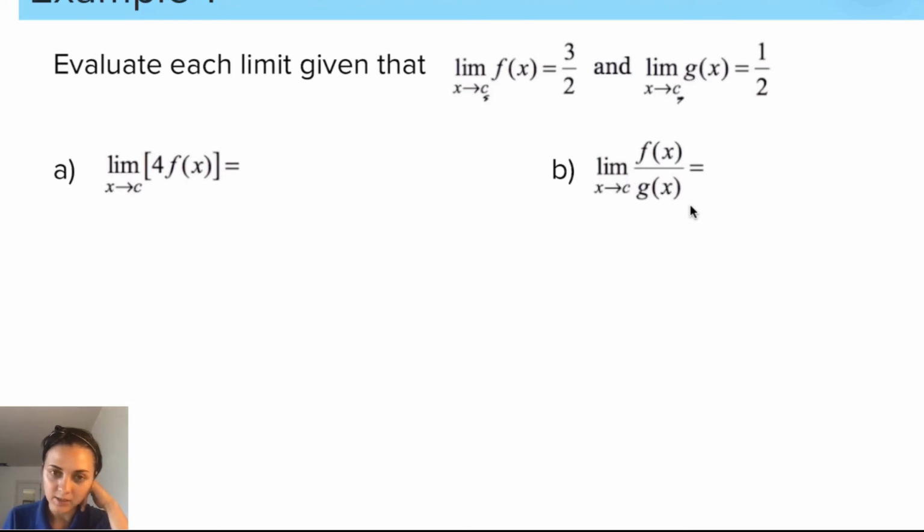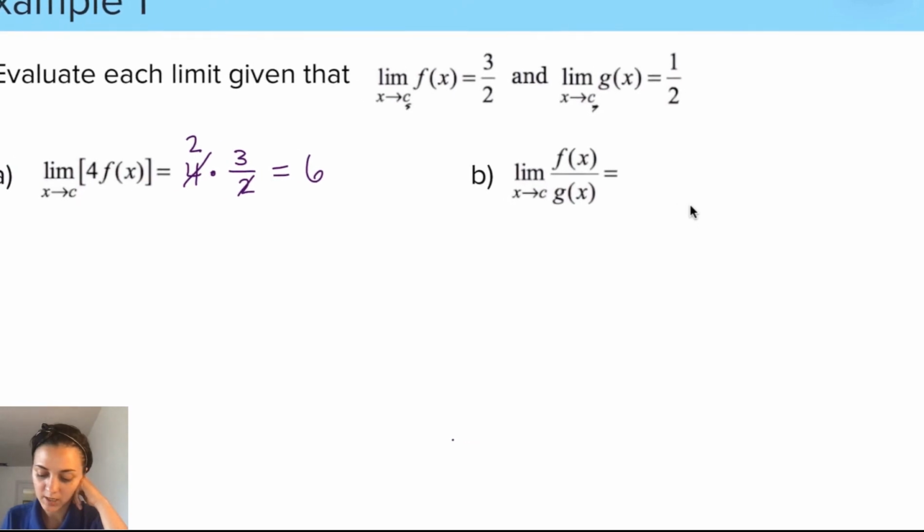And if you go back to your limit rules, this is the same as the scalar multiple rule or the constant multiple rule. So we can just say this is the same as the scalar or the constant times whatever the limit was. In this case, the limit is 3/2. I'll just do some simplification before I multiply, so that's equal to 6. That's it.